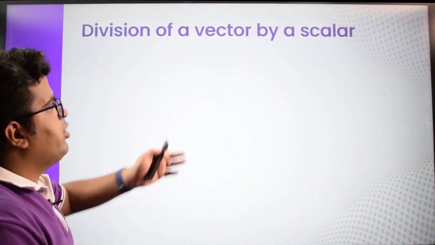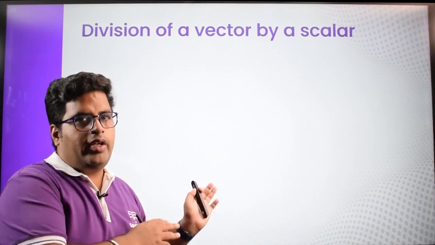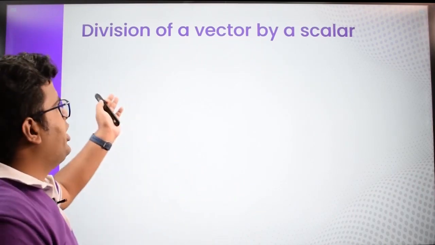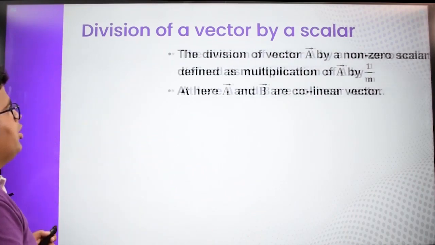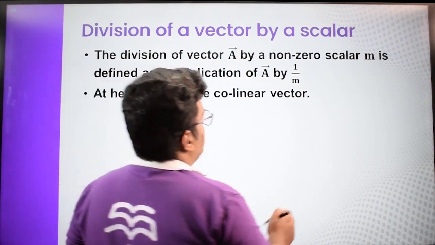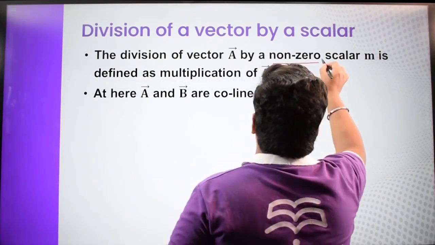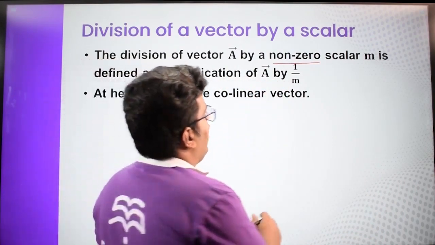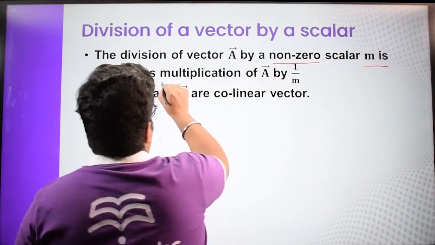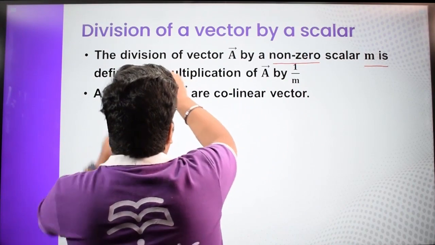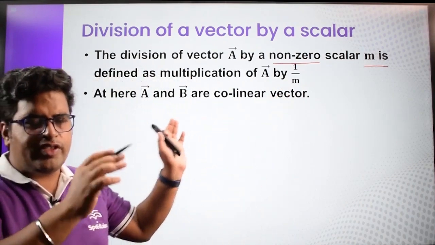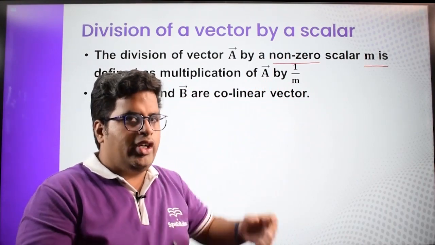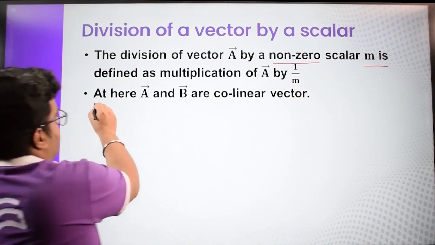Now we have division of a vector by a scalar. Earlier we studied multiplication of a scalar by a vector. Now we are going to study division of a vector by a scalar. When we talk about division of a vector by a scalar, that scalar has to be non-zero, because if it becomes 0, it is going to be undefined, right? So we are going to have m, and that m has to be non-zero. Division of a vector by a scalar is basically multiplication by 1 by m.